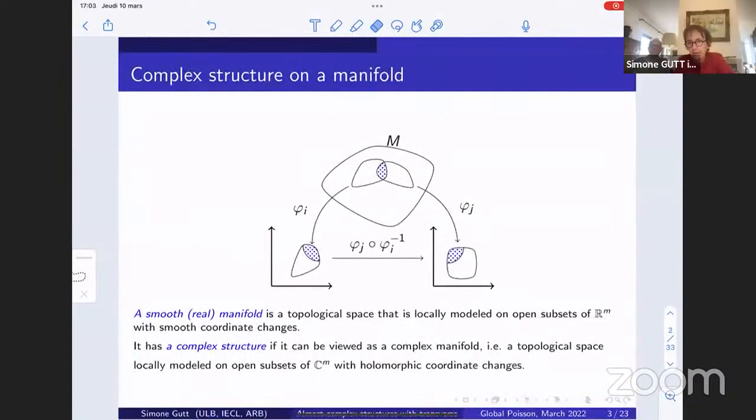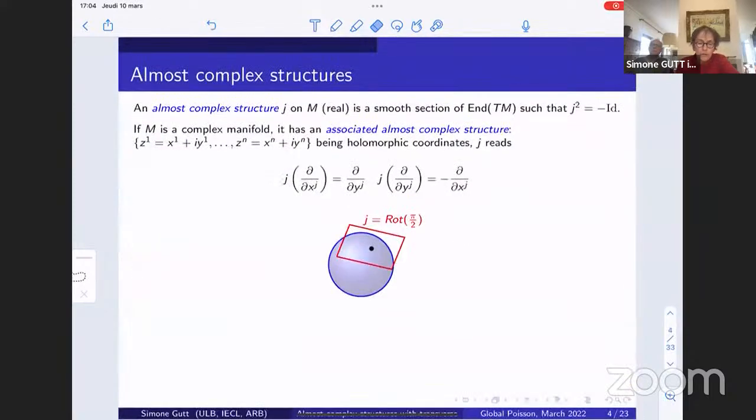So let's just recall that we are going to consider smooth real manifolds, which are topological spaces that are locally modeled on open sets of R^m with smooth coordinate changes. And one says that it has a complex structure if it can be viewed as a complex manifold, so if it can be modeled on open sets of C^m with holomorphic coordinate changes. And an almost complex structure J on a manifold M is a smooth section of the endomorphisms of the tangent bundle, which squares to minus the identity.